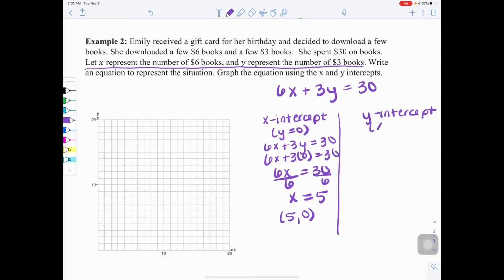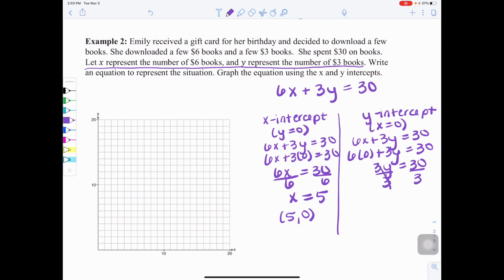For the y-intercept, I'm going to use an x value of 0. So I'll write my original equation, 6x plus 3y equals 30. This time I'm replacing x with a 0. 6 times 0 is 0, which leaves me with 3y equals 30. I would divide by 3 and see that y equals 10. So 0, 10 is my coordinate.